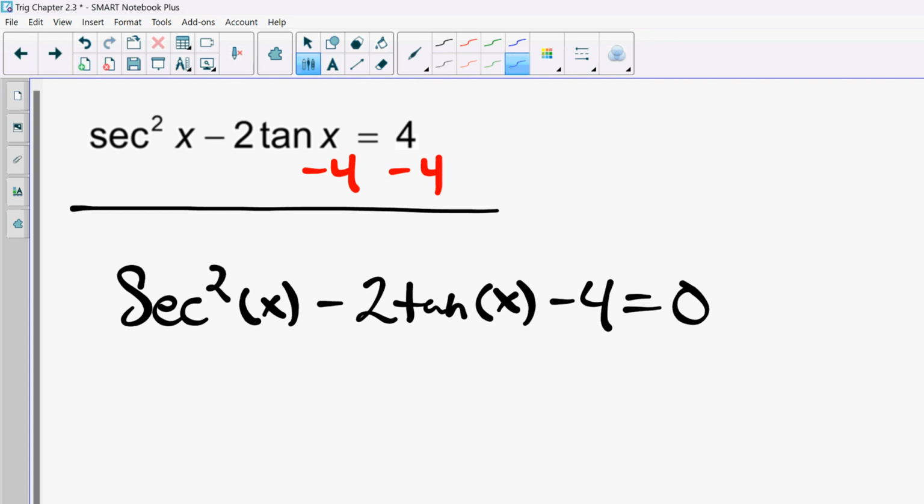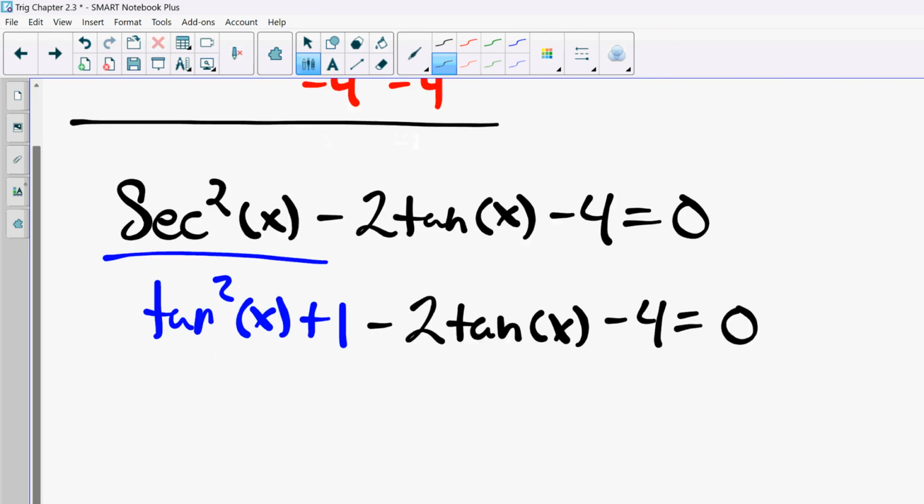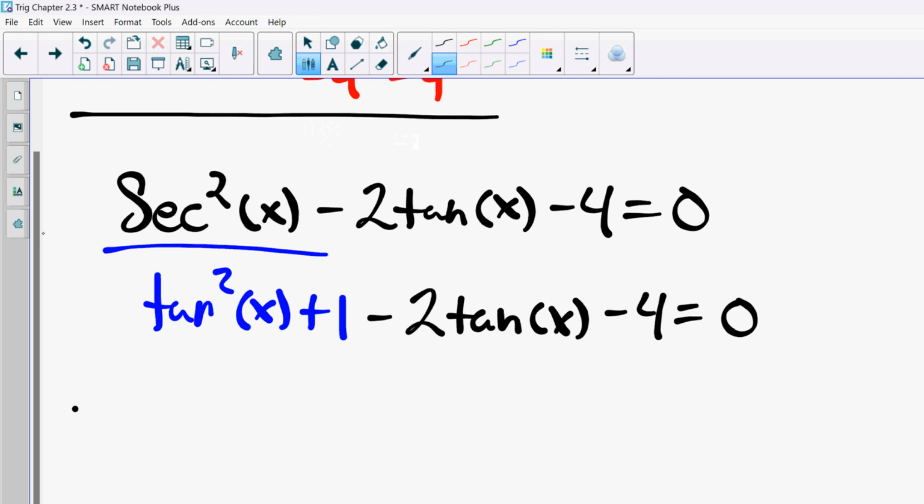Now we also know that tangent squared of x plus 1 is equal to secant squared of x. And the reason this is helpful is that we can take secant squared of x, which we do have in the equation, and replace it with tangent squared of x plus 1. Any questions on this so far?